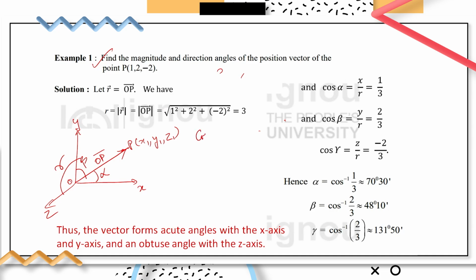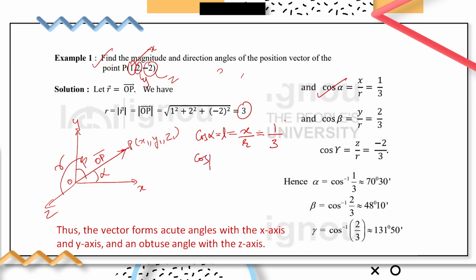Then cos alpha is equal to L is equal to x by r, and what is the value of x? Value of x given is 1, value of y is 2, and value of z is minus 2. So, value of x is 1, and what is the magnitude of r? It is 3. So, that is 1 by 3. So, cos alpha is 1 by 3.